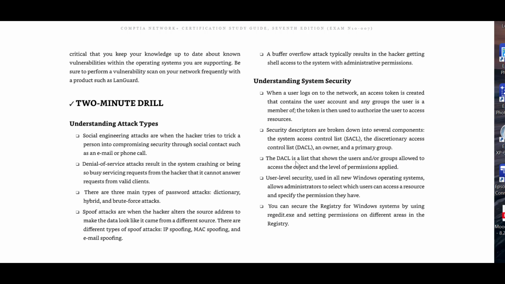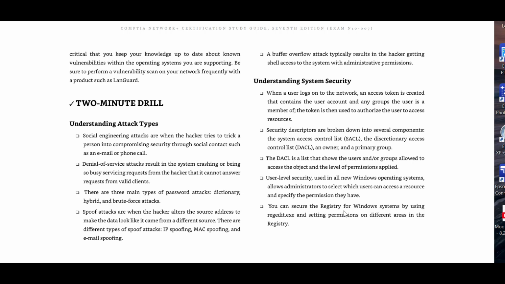The DACL is a list that shows the users and groups allowed to access the object and the level of permissions applied. User level security is used in all new Windows operating systems and allows administrators to select which users can access a resource and specifically the permission that they have. So you might be able to just read a document. You might be able to contribute to a document. You might have full control where you can create new documents and so forth.